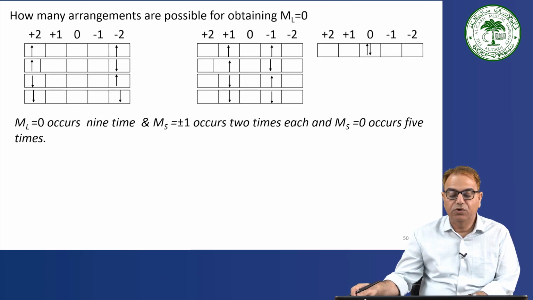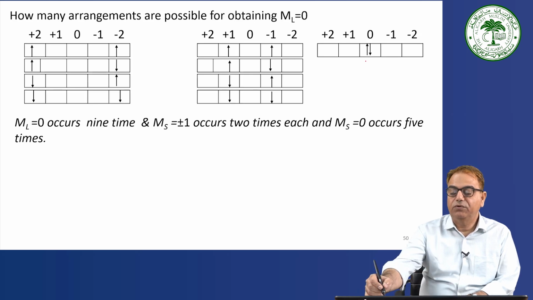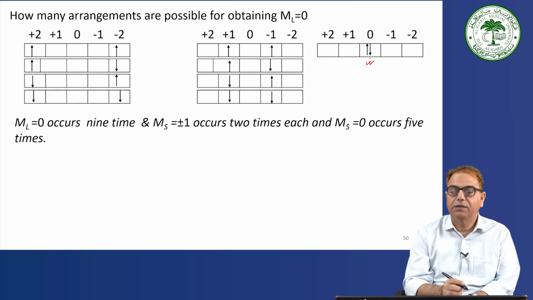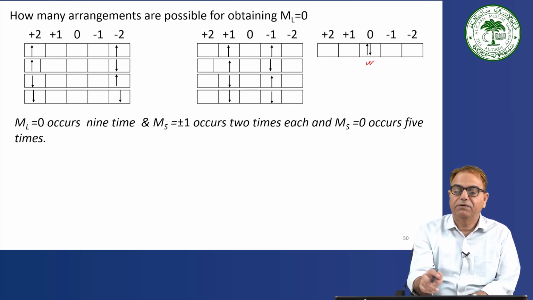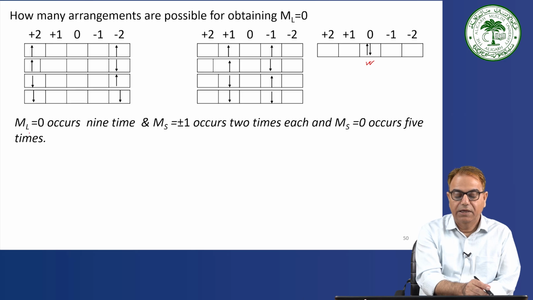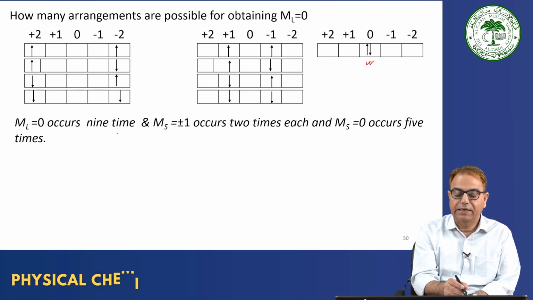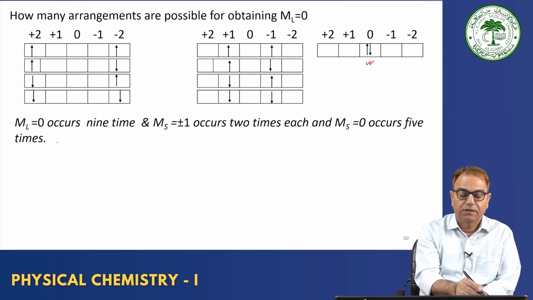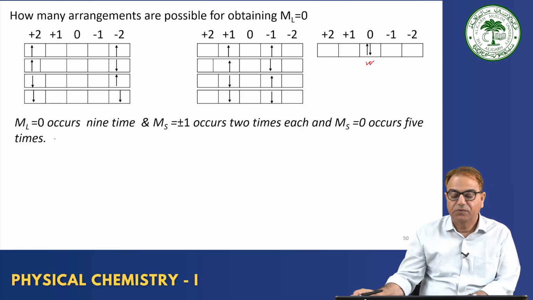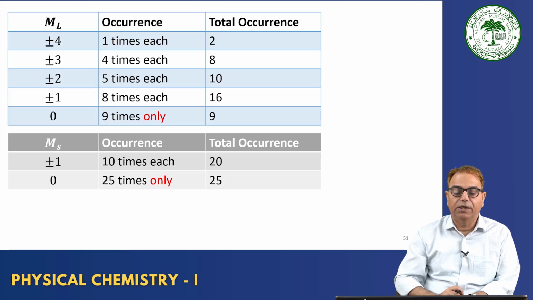Now for the 0 configuration, you have these configurations. One of the 0 could be like this one, where both the electrons are paired in the 0 box, or in +2 -2 or +1 -1. So what do you get? ml 0 occurs 9 times. So 4, 4 and 1, 9 times, not each. ms ±1 occurs 2 times each, so 4, and ms equal to 0 occurs 5 times, so 4 plus 5 is 9. And if you summarize these into a table, then this is what you get.